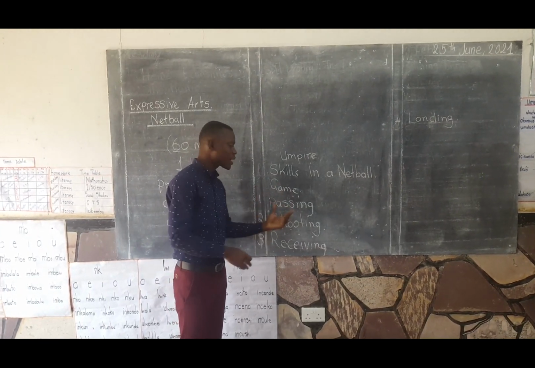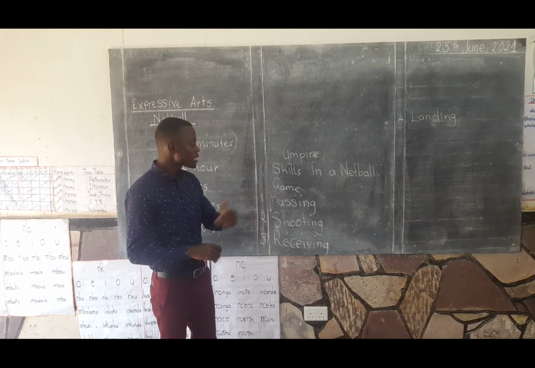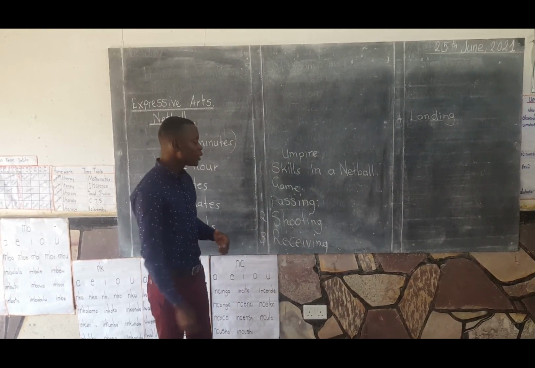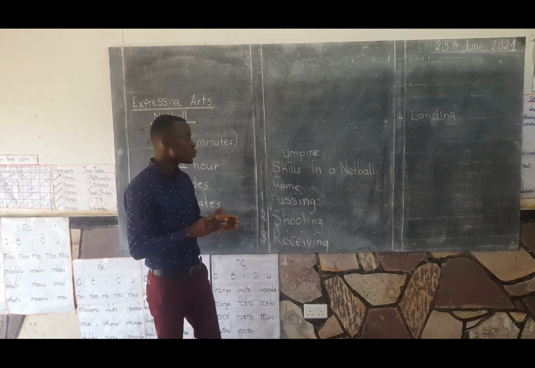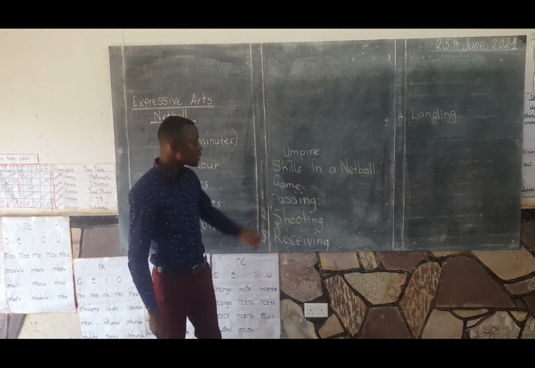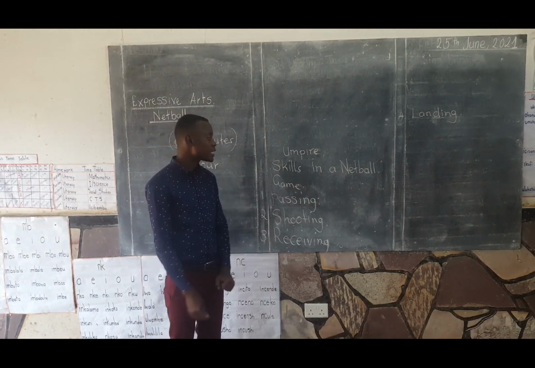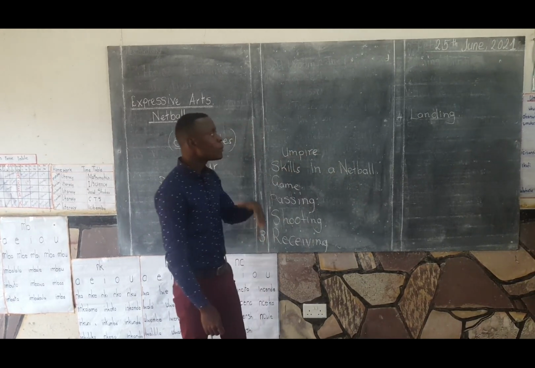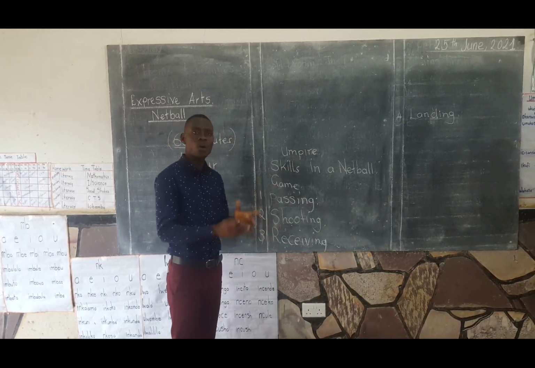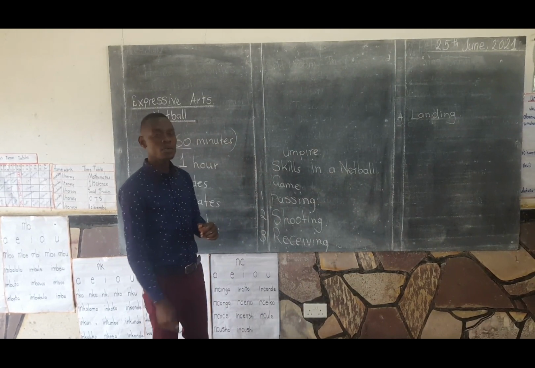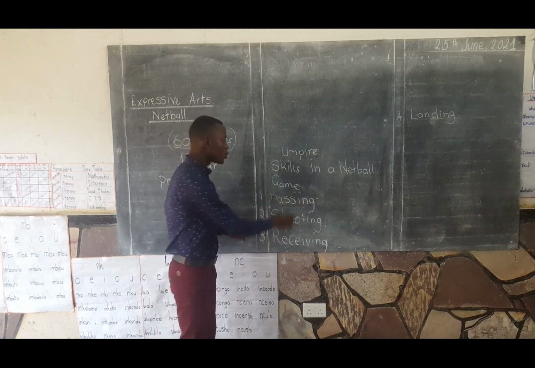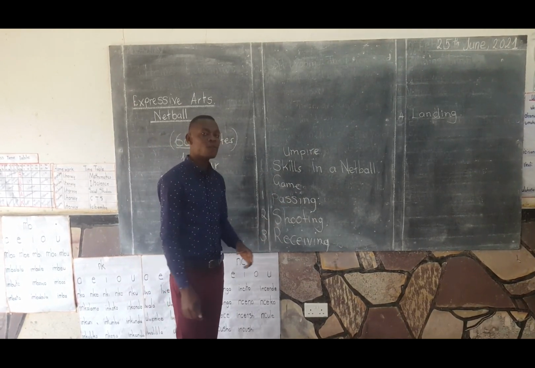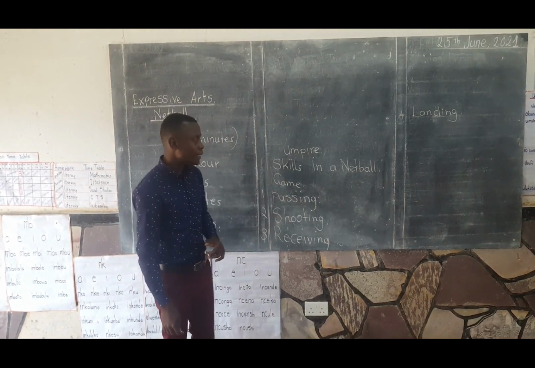How can you describe passing in netball? Passing involves how a player gives the ball to another person. It is a skill involved in a netball game, which involves passing the ball to another person. You don't just throw the ball anyhow. There is a skill that you need to acquire if you are interested in a netball game. So we are saying passing involves throwing the ball to another person.